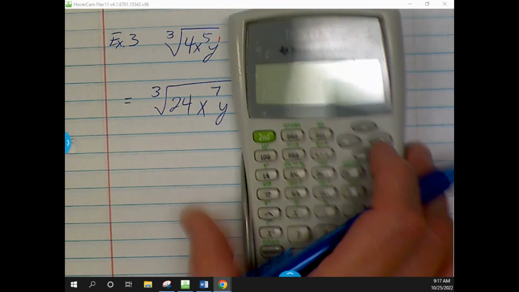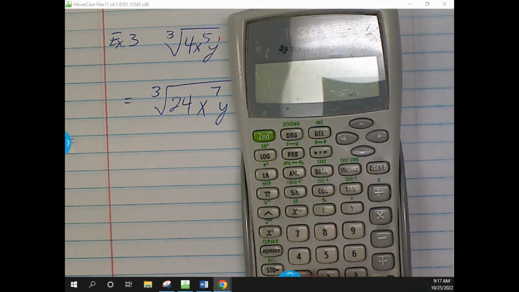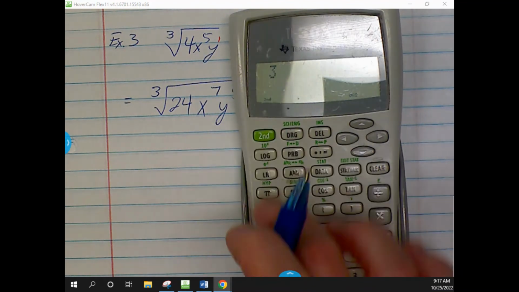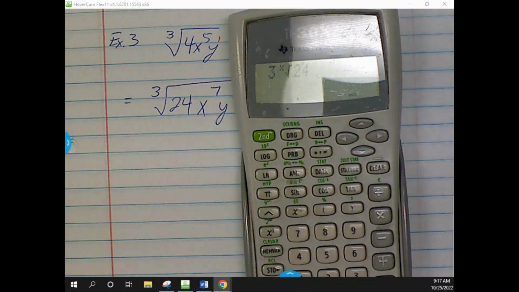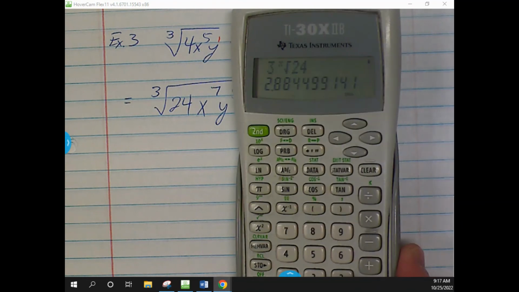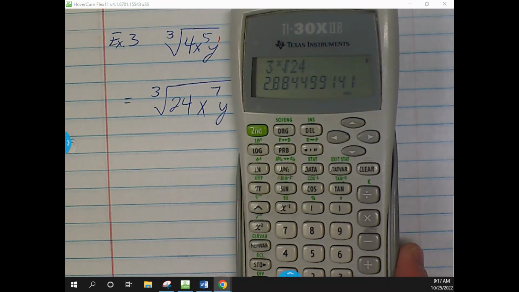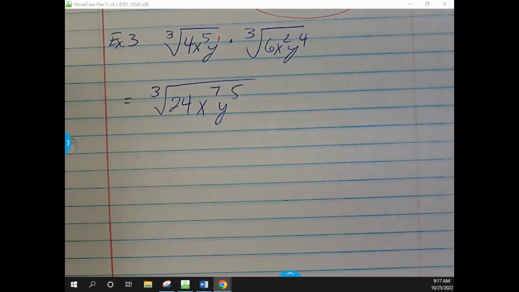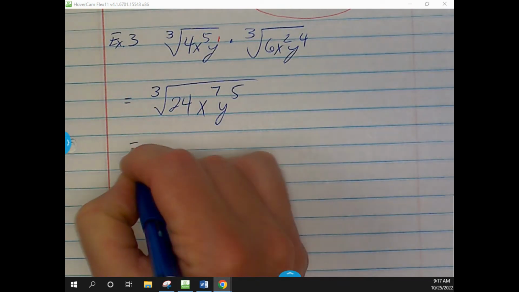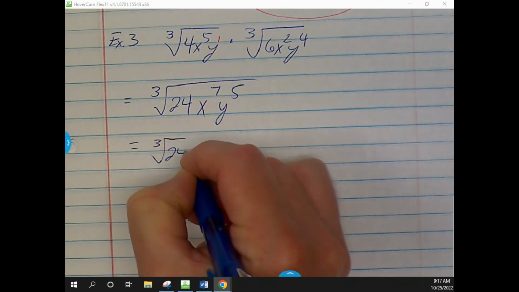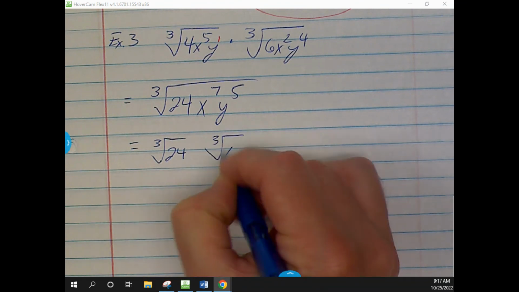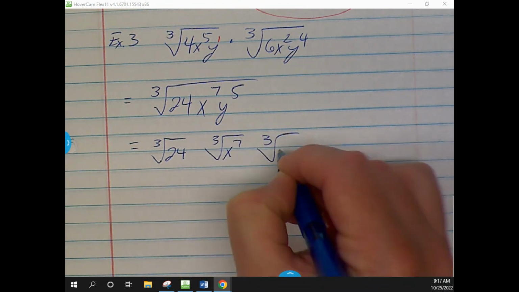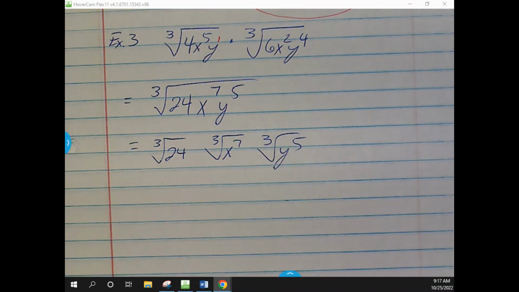If you check the third root of 24, just to be on the safe side, it is not a perfect cube, because 2 times 2 times 2 would be 8, 3 times 3 times 3 would be 27. So we just missed it by a little bit. So it is not a perfect number. So think about this one in parts. We're going to do the third root of 24, the third root of x to the 7th, and the third root of y to the 5th.